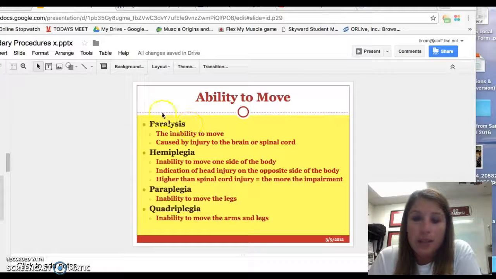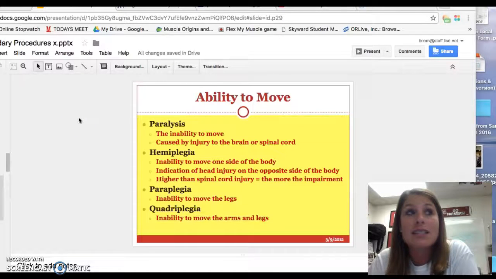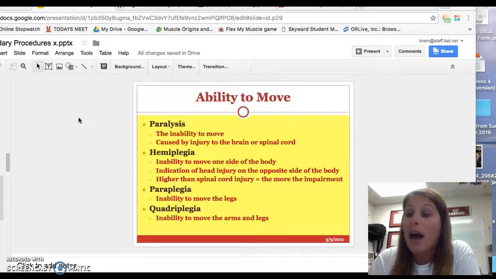The first one is paralysis. I'm sure most of you have heard about paralysis. Paralysis is the inability of your body to move. That can be something as simple as you were laying on your foot and you get up and it's numb and you can't move it. That is temporary paralysis. It could be something more significant where you've had an injury that paralysis can last for days, weeks, or it could be permanent.